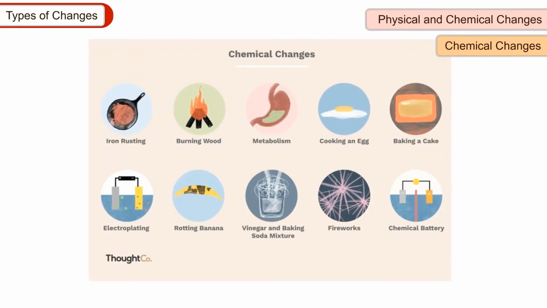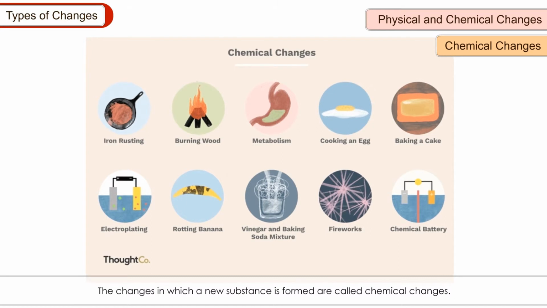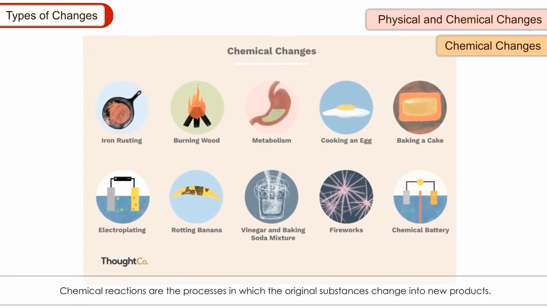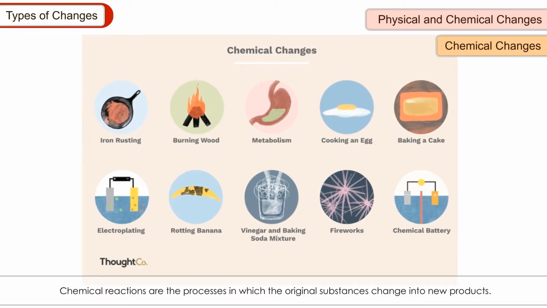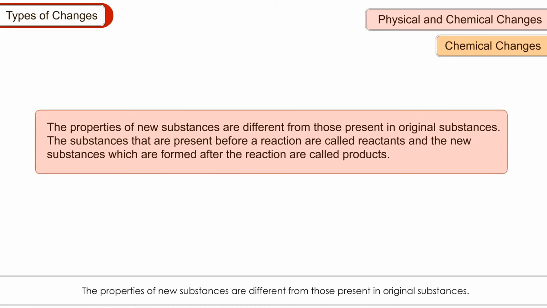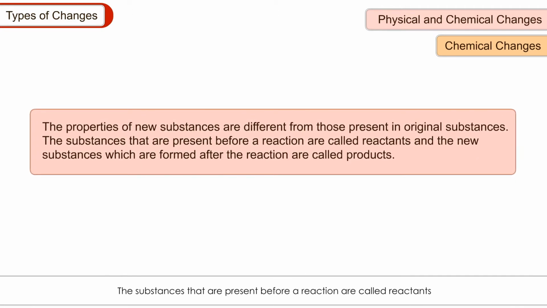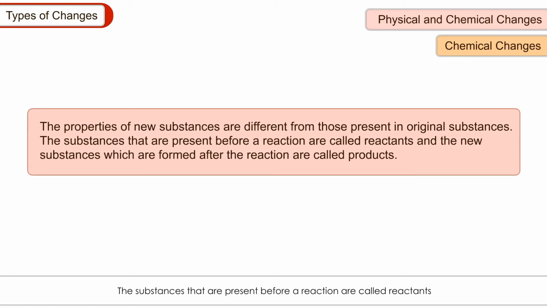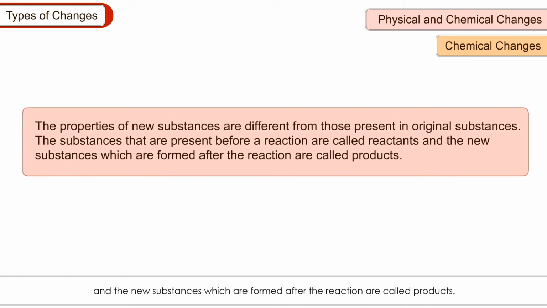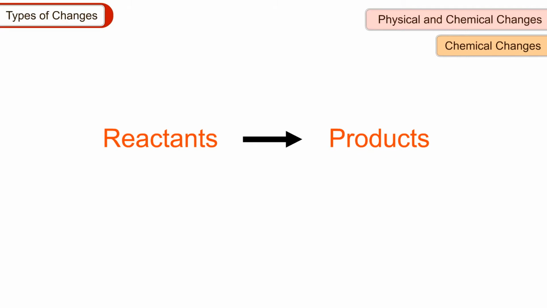Chemical changes. The changes in which a new substance is formed are called chemical changes. Chemical change is the result of some chemical reactions. Chemical reactions are the processes in which the original substances change into new products. The properties of the new substance are different from those present in the original substances. The substances that are present before a reaction are called reactants, and the new substances which are formed after the reaction are called products. Reactants give products.